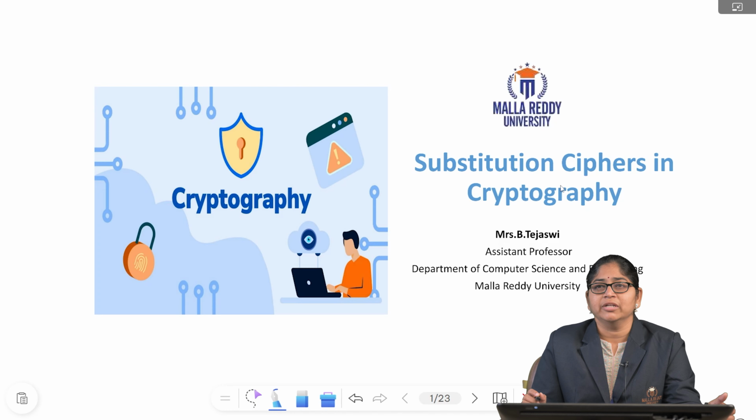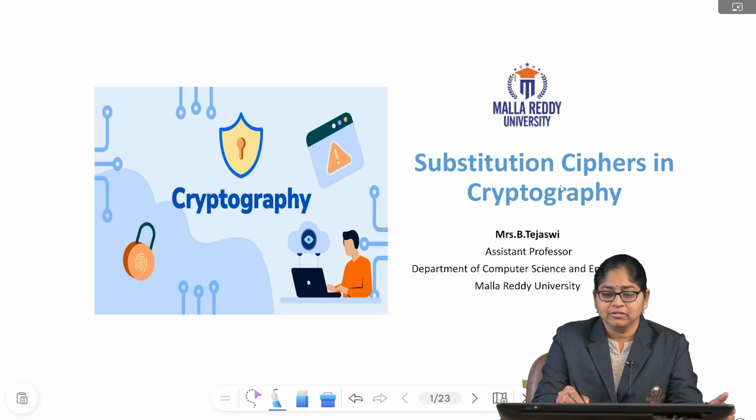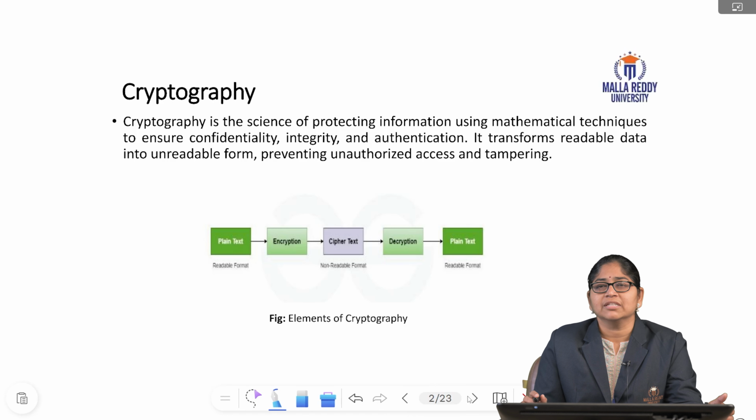Today, I am going to deliver a lecture on substitution ciphers in cryptography. Before going to discuss substitution ciphers in cryptography, let us have a look at the basics of cryptography. Now we will see the definition of cryptography, then we will see the basic elements of cryptography.